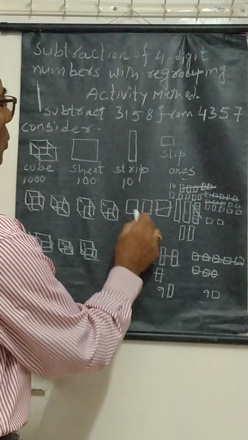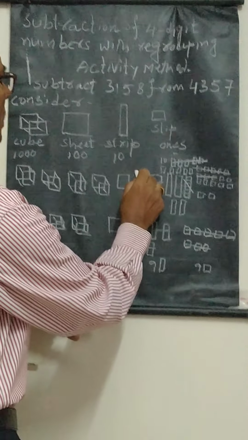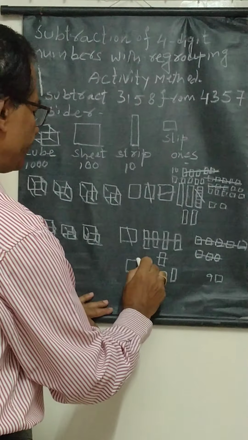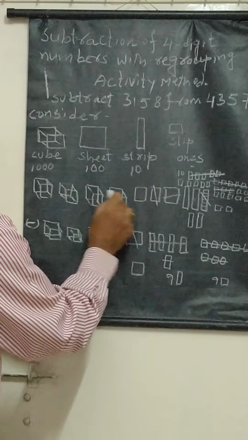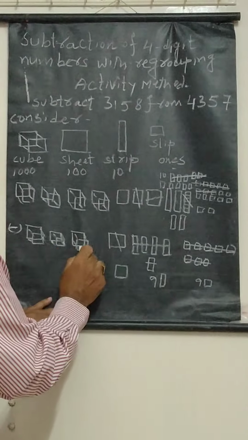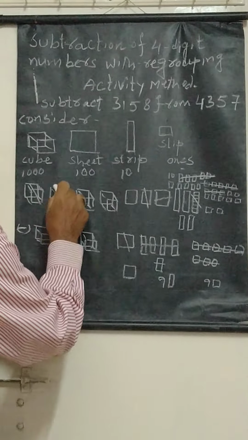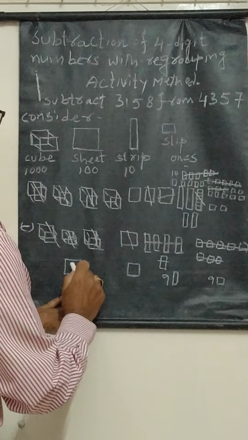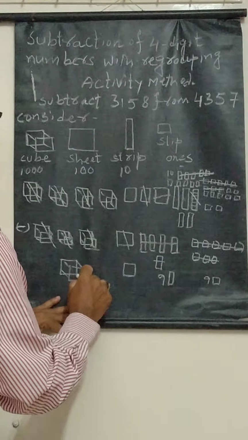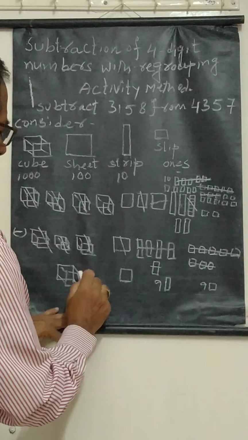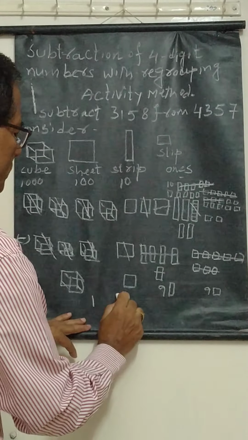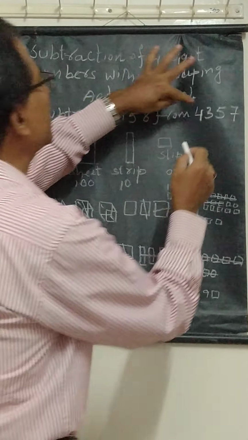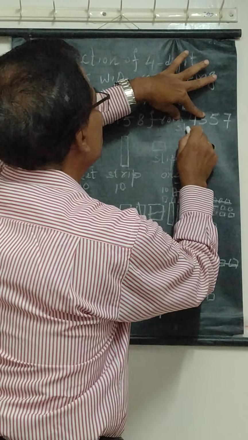And now how many sheets are here? Here 2, and here 1. So you cut 1 sheet, so 1 is left over. And here how many cubes are there? 4, here 3. So you can cut, 1 left over. So the answer is 1000, this 1 cube stands for 1000. 1199.